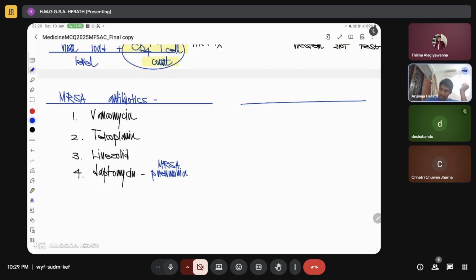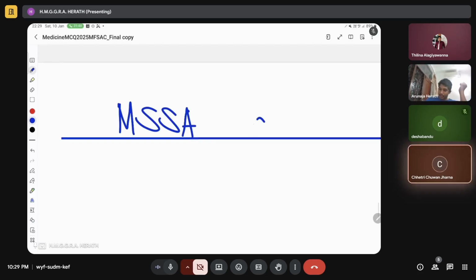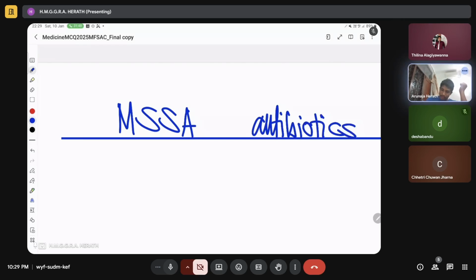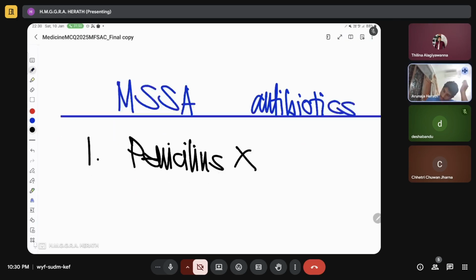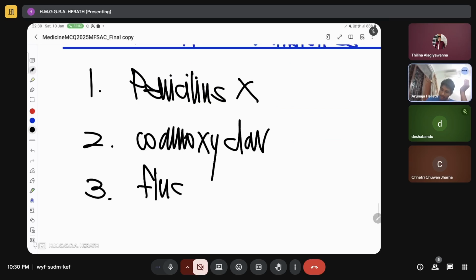What are the antibiotics that are effective for methicillin sensitive Staphylococcus aureus? Yeah, usually penicillin antibiotics all are useful, except the normal penicillins. You can give things like coamoxiclav, and then you can also give flucloxacillin. The aminopenicillin group you can use, right? Flucloxacillin.